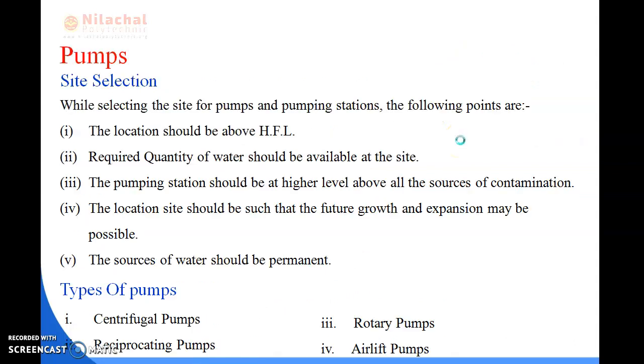So these are the types of intake we have discussed. In the next slide we will be discussing pumps and the types of pumps. Thank you.